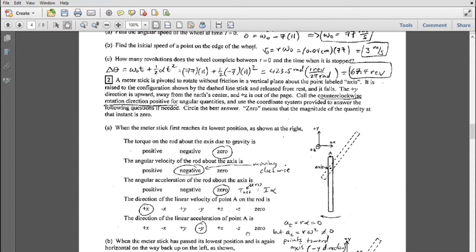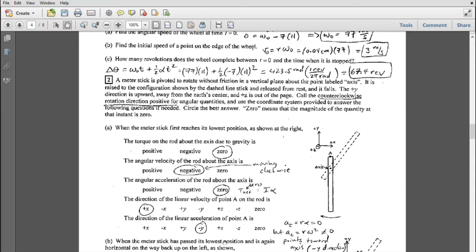The direction of the linear velocity of point A on the rod. So point A is up here on the short stubby end of the rod relative to the axis, and at this instant it's shown, as this thing rotates around like that, A is moving to the right. That's in the plus x direction.